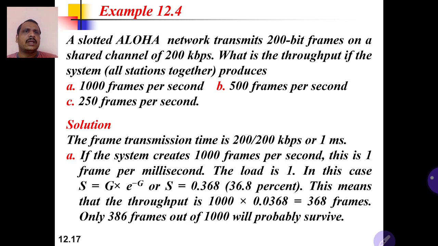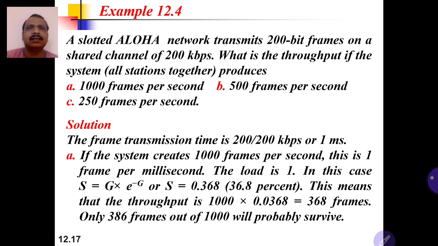I will read the problem. A slotted Aloha network transmits 200 bit frames. Every frame has 200 bits, on a shared channel of 200 kbps. The channel speed is 200 kbps. What is the throughput if all stations together produce 1000 frames per second, 500 frames per second, 250 frames per second? The problem is the same as the previous one. The only thing is here we are going to discuss the slotted Aloha protocol. The previous was a pure Aloha protocol.